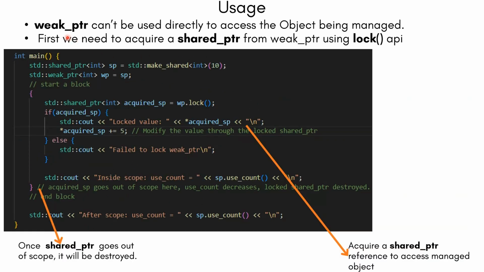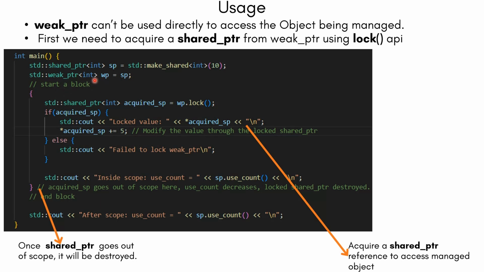Even though you have the weak pointer, you cannot use it directly to access the object on the heap which is being managed by the shared pointer. First, you need to acquire a shared pointer from the weak pointer using the lock API of the weak pointer. Here you can see this program. I have a shared pointer, and I created a weak pointer from that. This is the syntax: weak pointer equals shared pointer. Here it won't increment the strong reference count, but it will increment the weak reference count because a weak pointer is created.